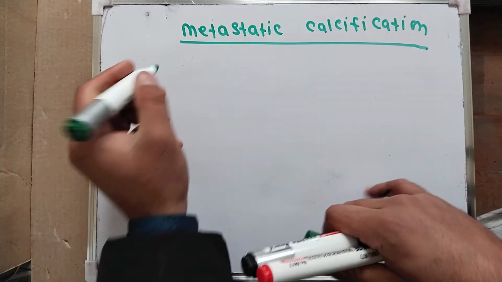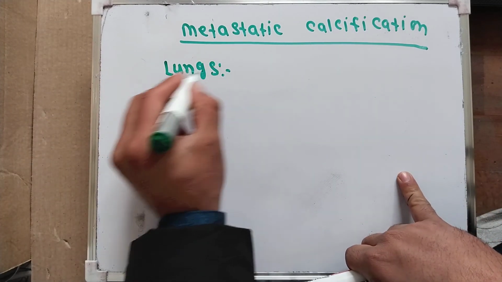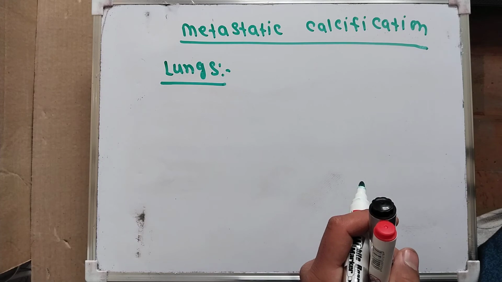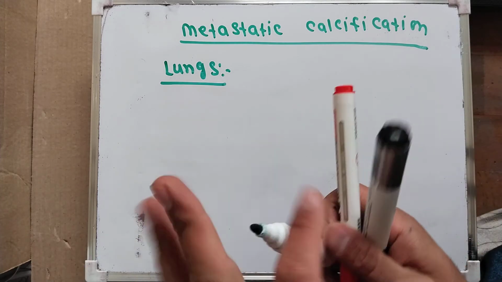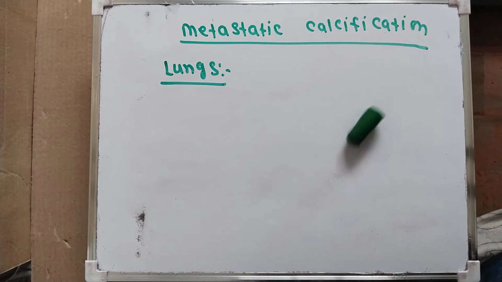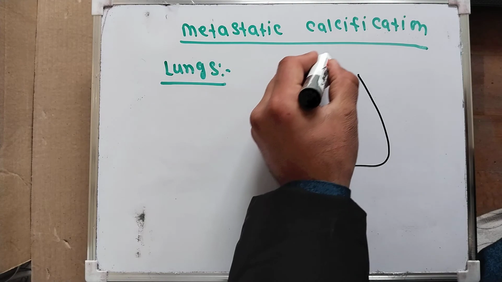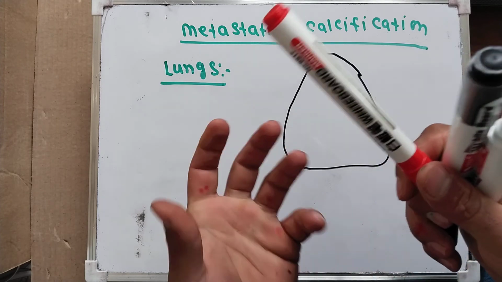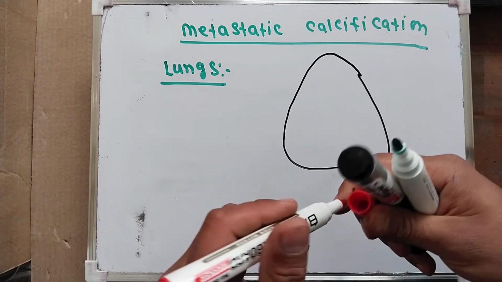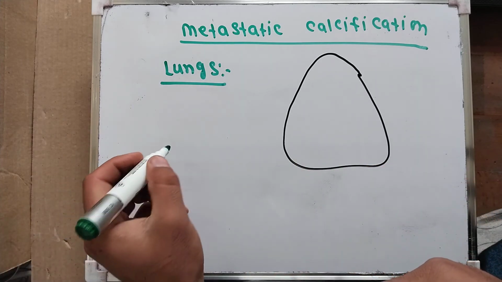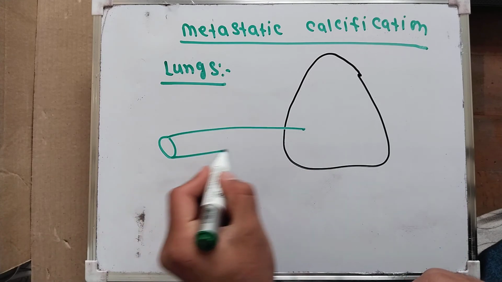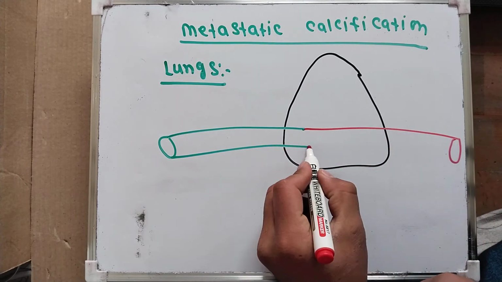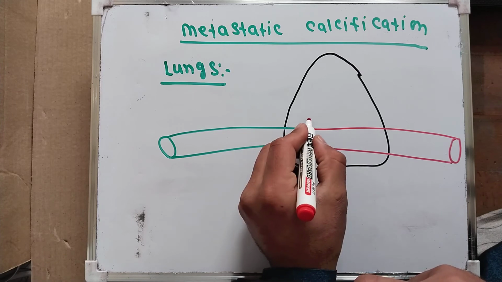Let's first of all discuss the lung. How does calcium ion accumulate in the lung? How do the lungs have a basic alkaline medium? Let's for example take a lung, a simple diagram. Now we know that the blood that is coming to the lung has a large amount of carbon dioxide. So this is the blood coming to the lung having a large amount of carbon dioxide. And what actually happens in the lung? In the lung, carbon dioxide goes from the blood into the alveoli.